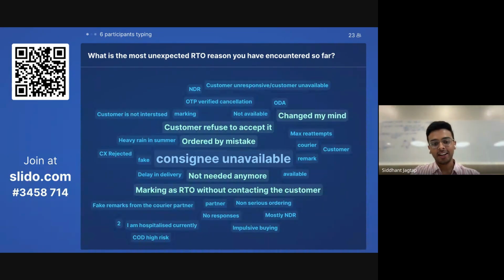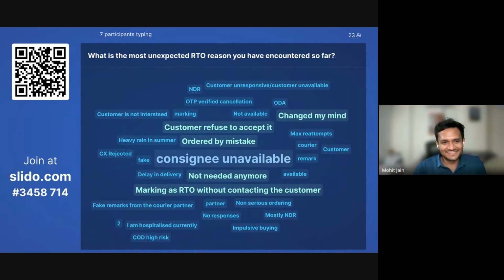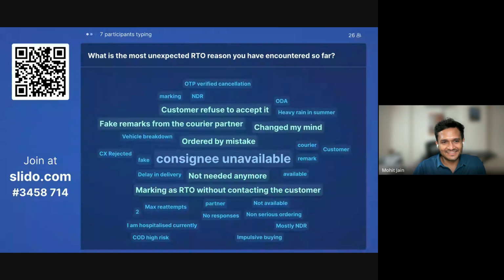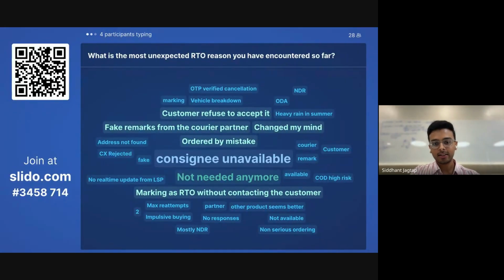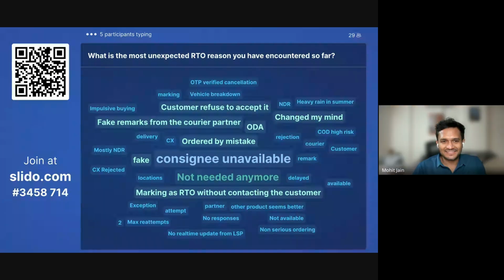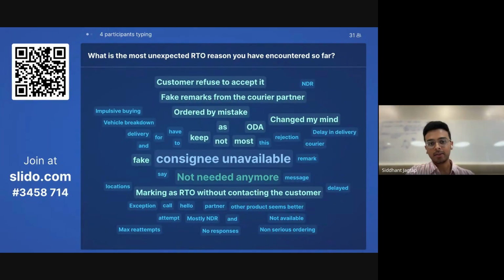Yeah, I think climate change is also one contributor to RTO, is what we can see. Fake remarks, interesting. I see a lot of responses around delivery, consignee not available, customer refusing to accept.